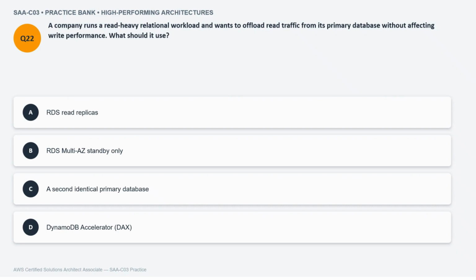Question number 22. A company runs a read heavy relational workload and wants to offload read traffic from its primary database without affecting write performance. What should it use? RDS read replicas, multiple availability zones, a second identical primary database, or DynamoDB Accelerator. So the answer will be of course RDS, because the question is asking about the relational workload and the read traffic from the primary database without affecting the write performance. So read replica will help in that.